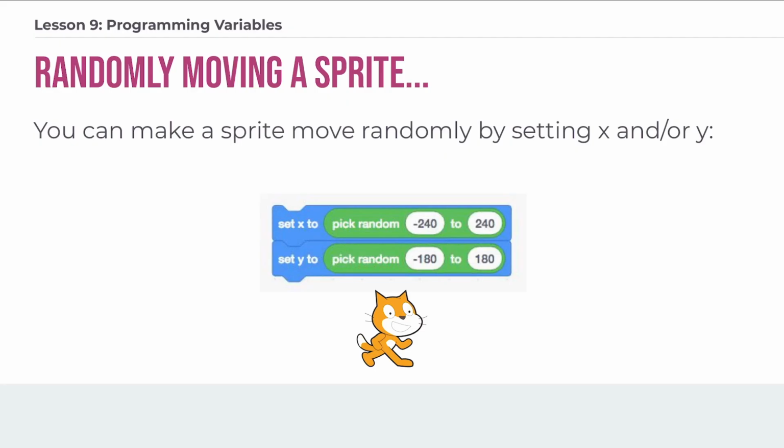And the same thing with the set Y. Obviously, the bottommost point of your screen vertically is going to be the negative 180. And if you go further than that, away from the 0 point, then you are actually moving off the screen. So those are some things to keep in mind when you are randomly moving a sprite, is to make sure you keep them within the bounds of the screen, if that's what you want to do.